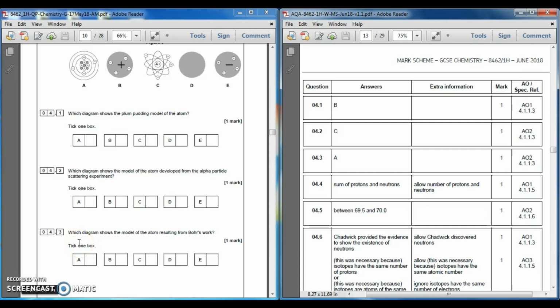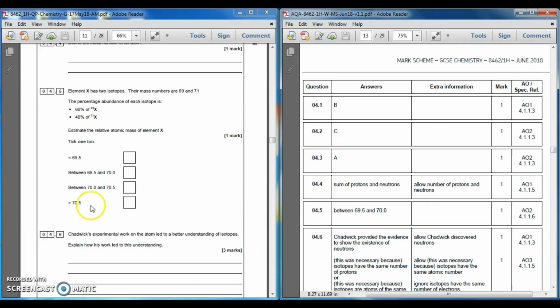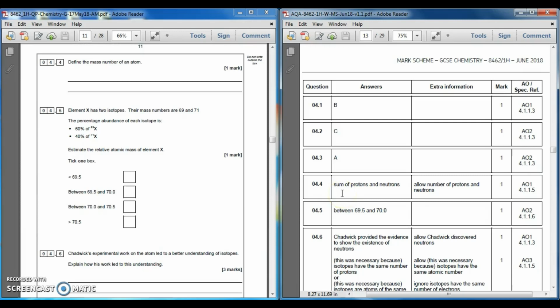Okay, now that's not the last bit you need to know about the development of the atom. Put a pin in it, we'll come back to it in a second. Going away to question 4.4. Define the mass number. Well answered overall. It's the protons and the neutrons added together. Most people got that. Dead happy with it.